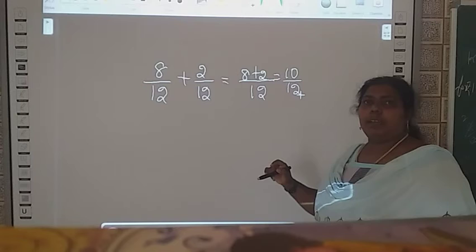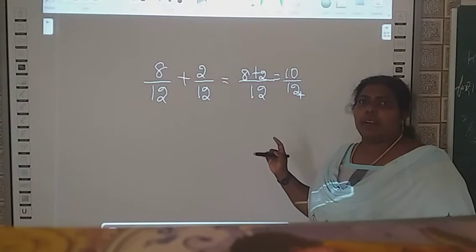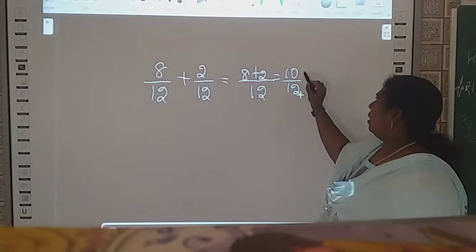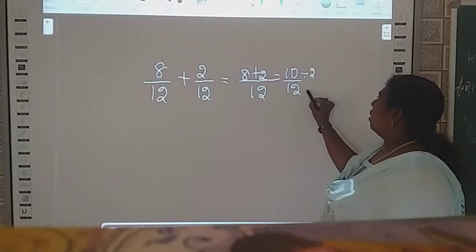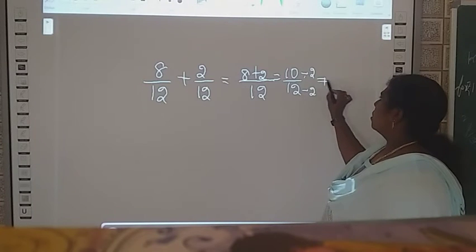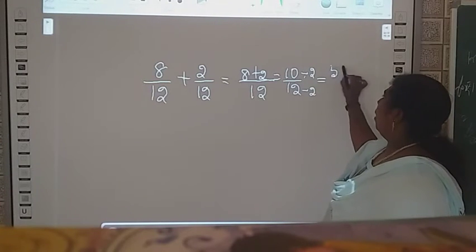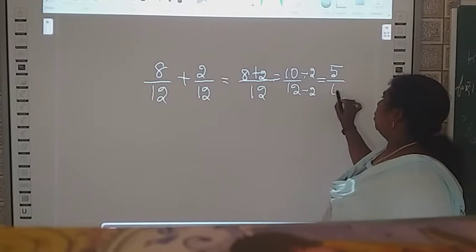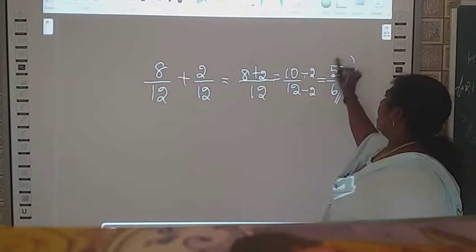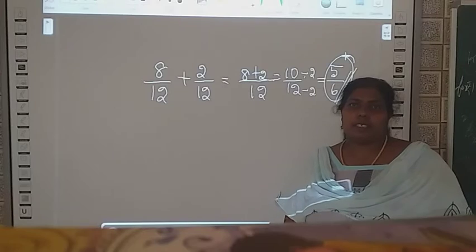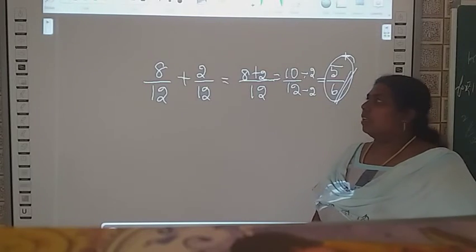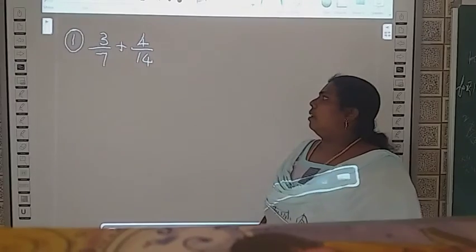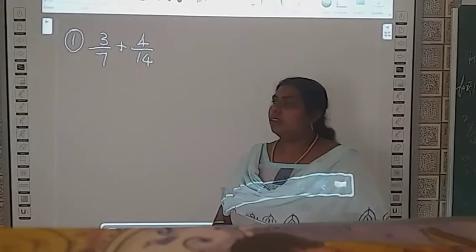But this fraction we can reduce, isn't it? 10 by 12, that is an even number, right? Yes, these two numbers we can reduce. Divide by 2, here also we can divide by 2. So 10 divided by 2, how much? 5. Then 12 divided by 2, how much? 6. So the answer is 5 by 6. Understand? Yes.